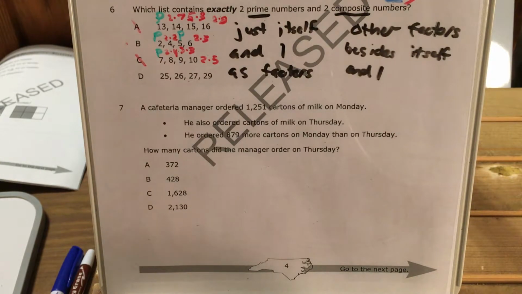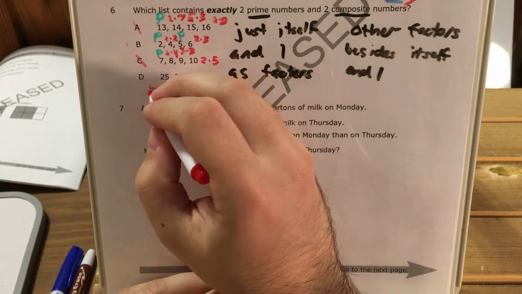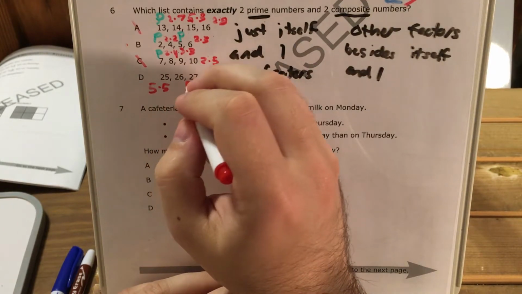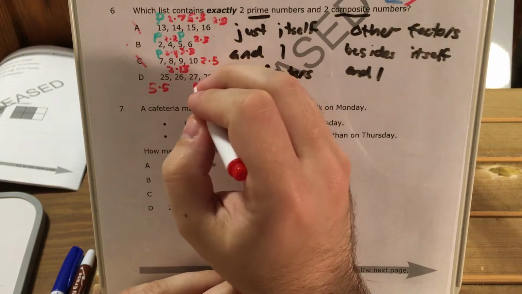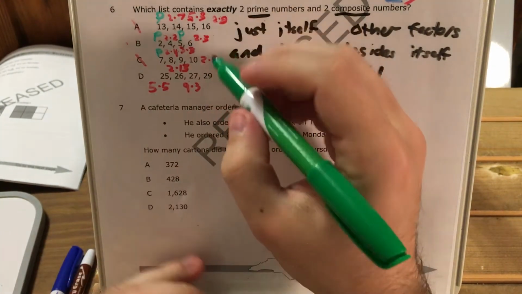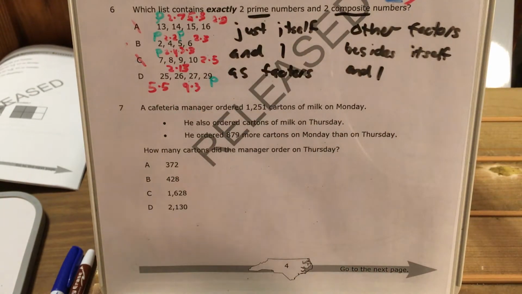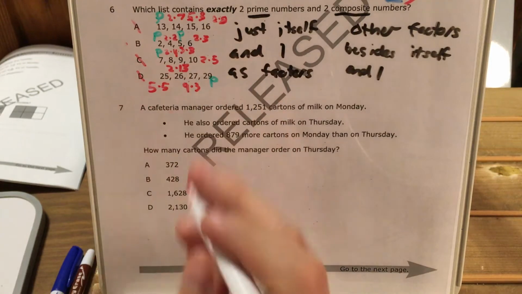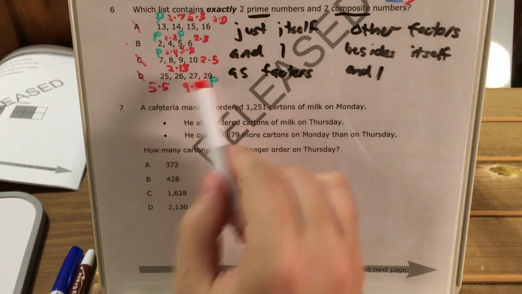And then for choice D, now that I have a little more room, I'll use it. 25 is 5 times 5. 26 is 2 times 13. 27 is 9 times 3. And then 29 is going to be my only prime number in that list. So D is out.